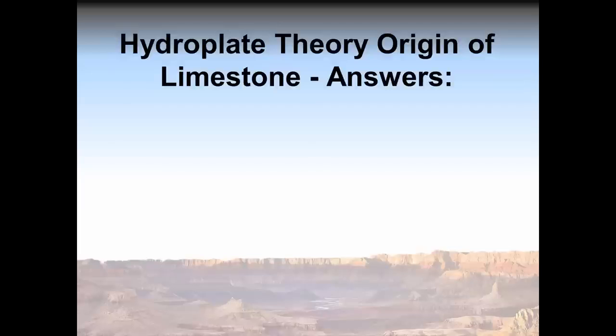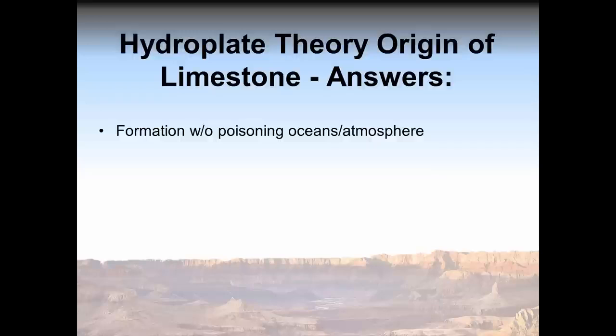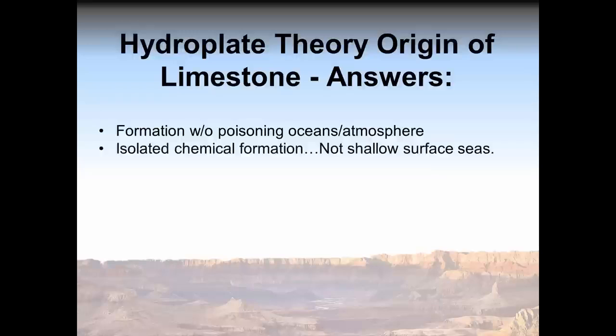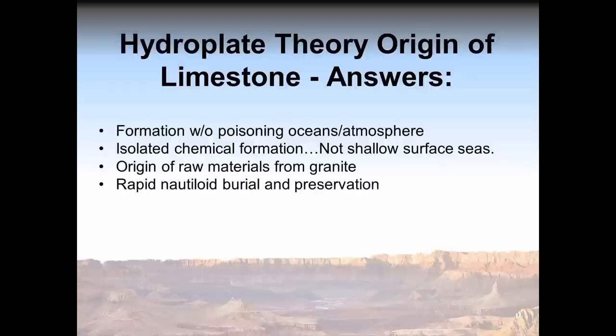As we've just seen with limestone, the hydroplate theory readily explains how so much limestone formed without poisoning the oceans and atmosphere in CO2, how limestone formed chemically while isolated from Earth's surface, eliminating the standard theory's requirements for perfectly timed sinking of hundreds of shallow seabeds on Earth's surface, how the raw materials to make so much limestone came from granite, and how millions of well-preserved fossils like nautiloids were caught and rapidly encased in limestone. And finally, it explains how limestone ended up on comets and asteroids.